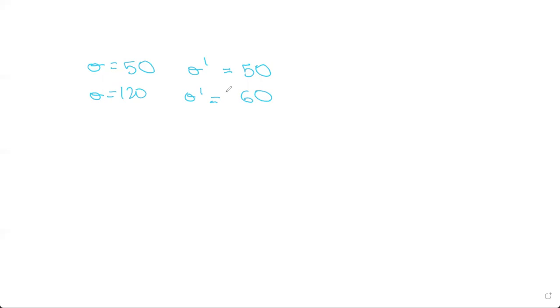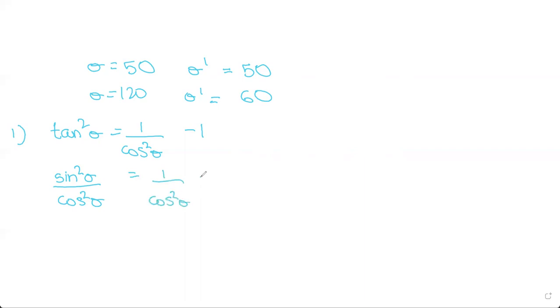Now I'm going to go over one proof in trigonometry. We have to prove that tan square theta is equal to 1 by cos square theta minus 1. So I'm just doing one question so that you guys understand. So we have to prove that this is equal to this. We know that tan theta is sine theta by cos theta. So tan square theta will be sine square theta by cos square theta. This will be equal to 1 by cos square theta minus 1.